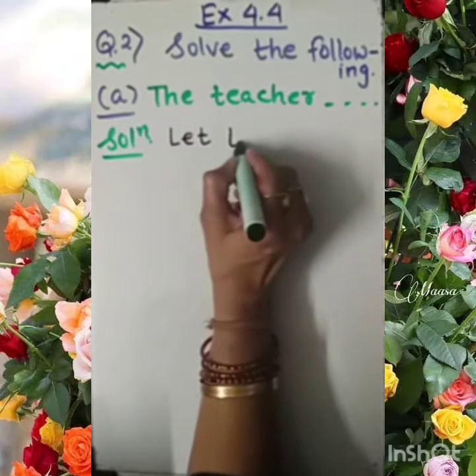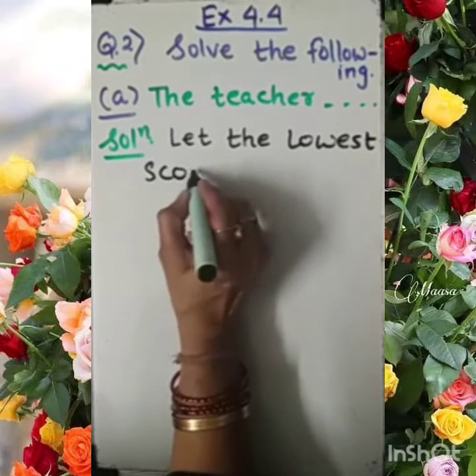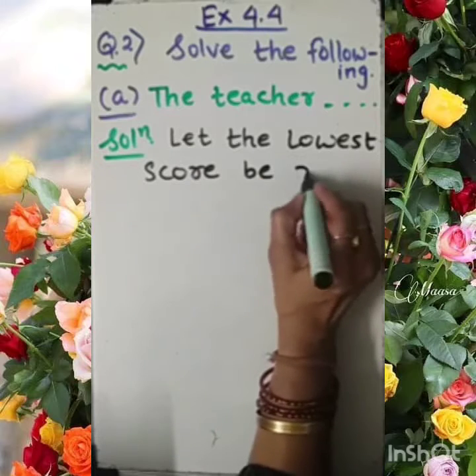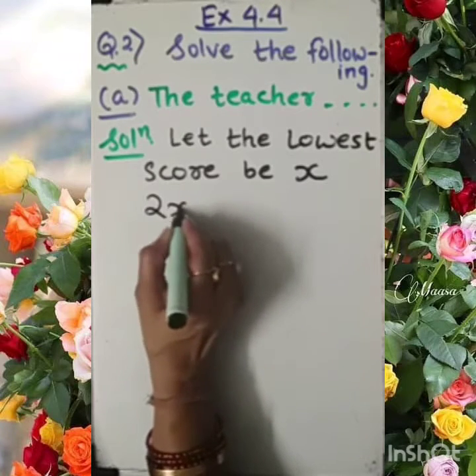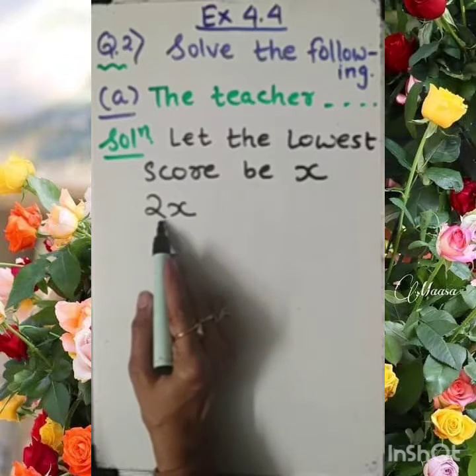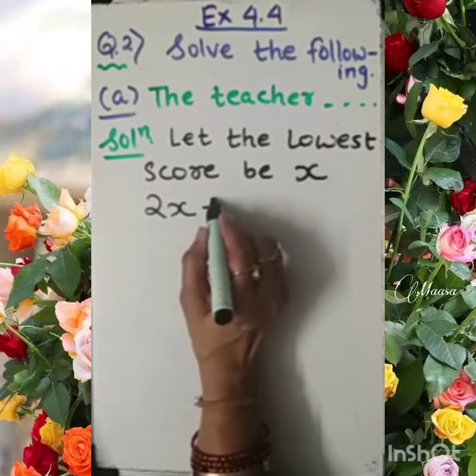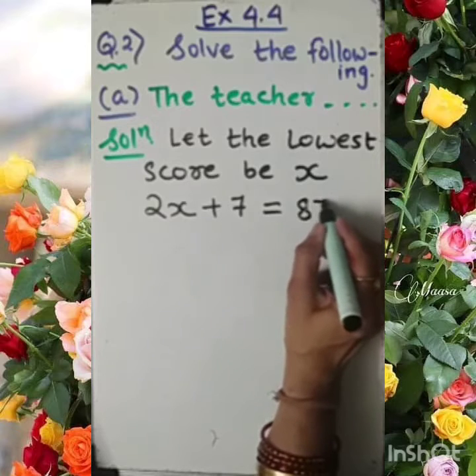Let the lowest score be x. Okay, x is the number of marks. It must be a positive integer. Then what will be the highest score? It is clearly given, that is twice the lowest score. Twice the lowest score means 2x. Agree? Twice the lowest score plus 7, clearly it is given plus 7. Then we will have the highest score, that is 87.